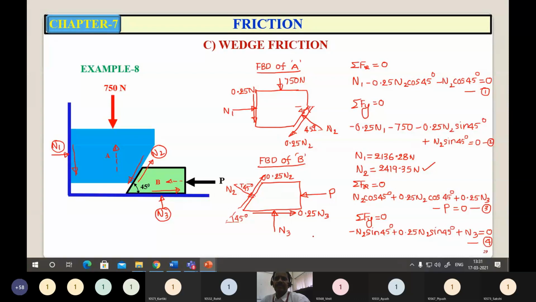So solving these 3 and 4 equations, we have N3 and P. And P is 2459.18. What is N3? 1283.24. And P is 2459.18. Right. So my answer is 2467 or 2459. It's okay.